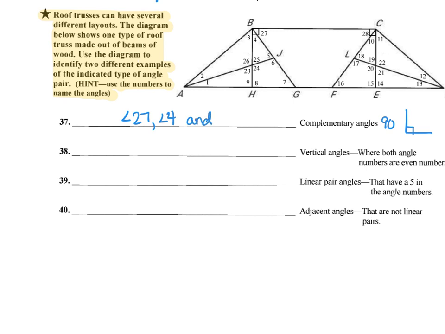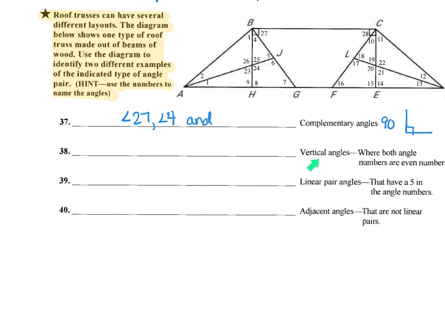And you have to do a second one. So looking in the diagram somewhere, you have to find another angle pair that uses a little box like this one right here. And if you look all around, I think the only other box is right here. So you're going to name angle 28 and angle 10.